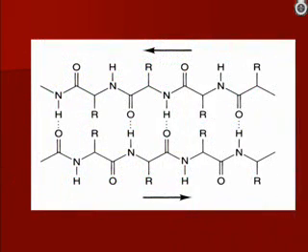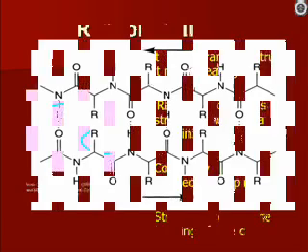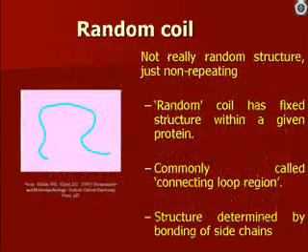And there are various forces which are responsible for holding the beta strand structures, mainly being the hydrogen bonds, and it is formed between the adjacent strands. The third structure being the random coil. Random coil has a fixed structure within a given protein and is commonly called the connecting loop region, and its structure is determined by the bonding of side chains.